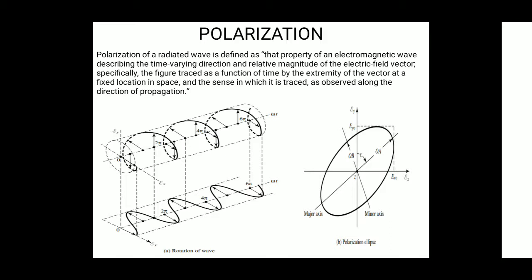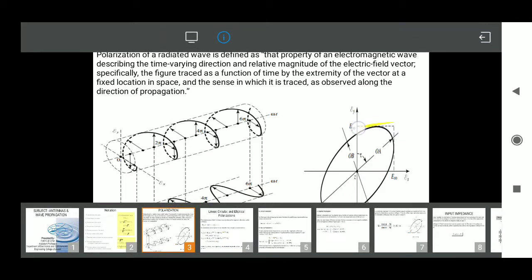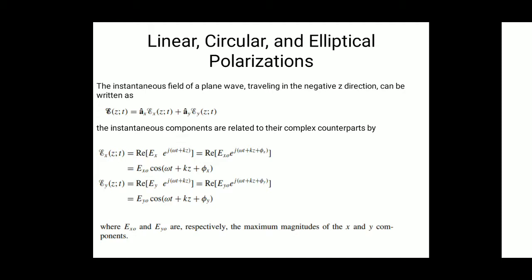Basically, this is the rotation of the wave in the direction of propagation. The electric field X component and electric field Y component are perpendicular to each other in the direction of propagation. So the types of polarization: linear polarization, circular polarization, and elliptical polarization.